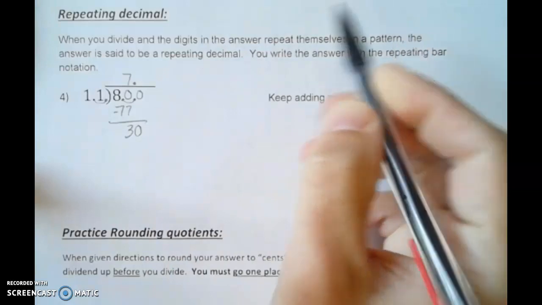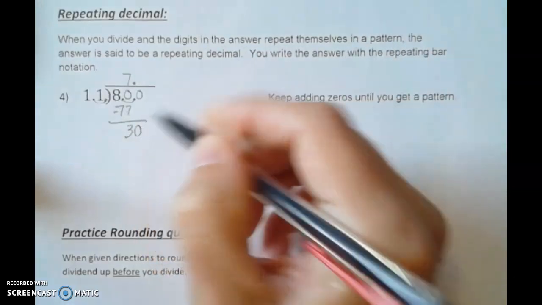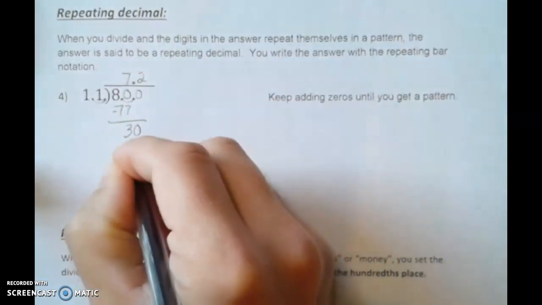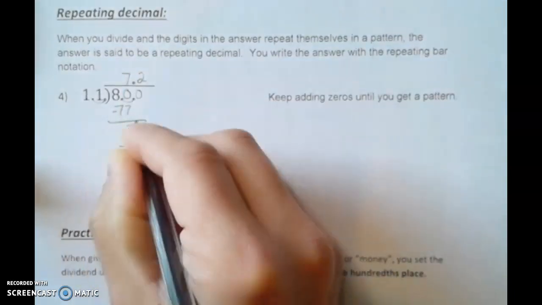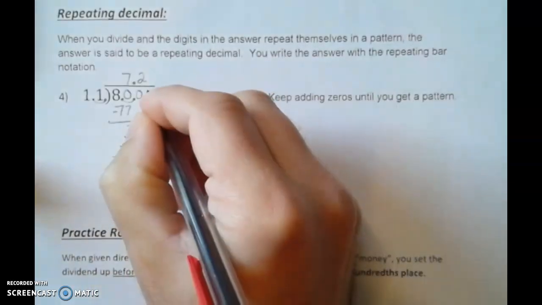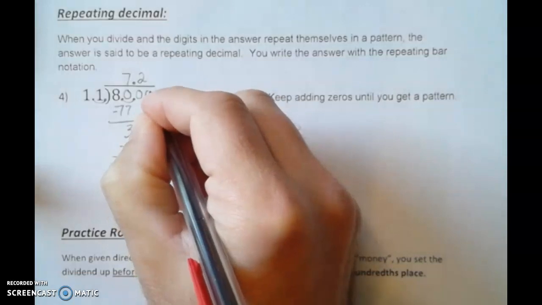And now I have to figure out how many times 11 goes into 30. Well, 11 is going to go into 30 twice. 2 times 11 is 22. When I subtract, I'm left with 8. Again, that's not a 0 remainder, so I'll add a 0 on the inside and bring it down.